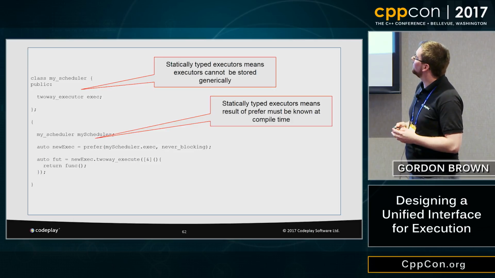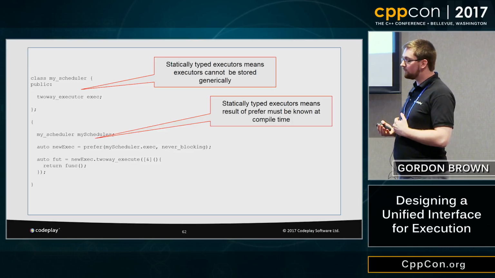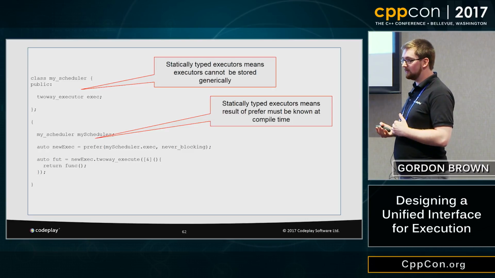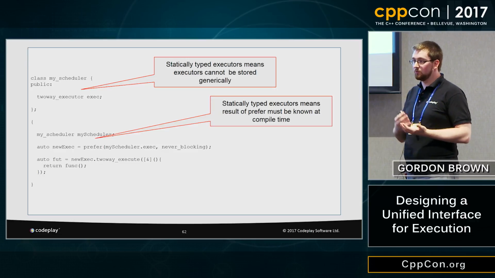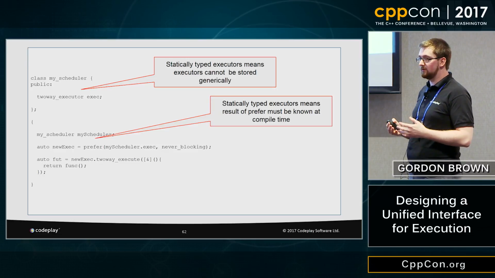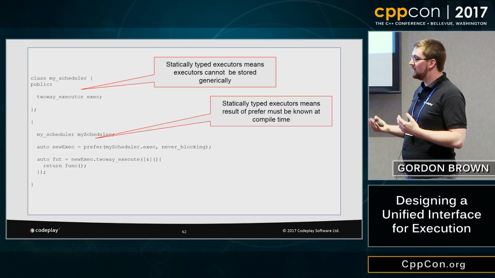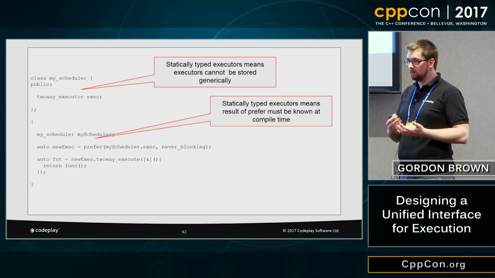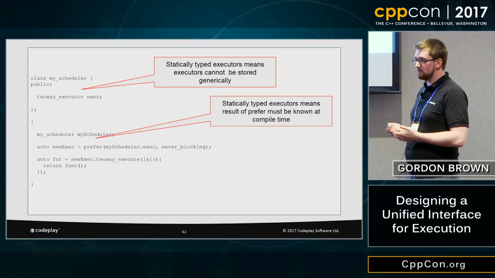The other problem is that if all executor types were statically typed, the result of prefer would have to be known at compile time, because you'd have to know what the return value is. It would have to be some static executor type. This would cause problems for implementations where it's important to decide at runtime whether these properties are supported. For example, if you're cross-compiling for another system, or running generic code where you may not know the architecture you're going to be executing on or its properties, you need to be able to determine that information at runtime.